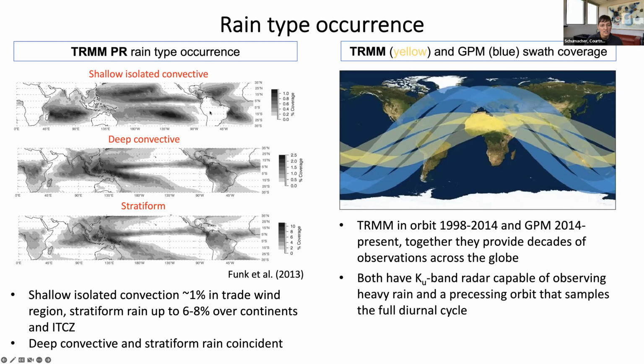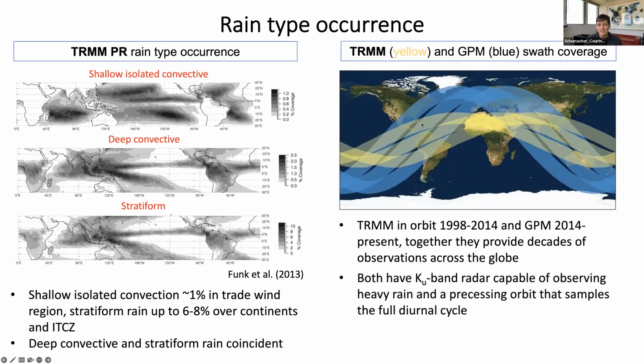So shallow convection is on the order of 1% in the trade wind region, stratiform 6 to 8% over the ITCZ regions and continents, maritime continent and others. And the deep convective and stratiform maps are coincident. If you had put up a rain map, they'd look a lot like the overall rain map in the tropics. And so that's a great view.